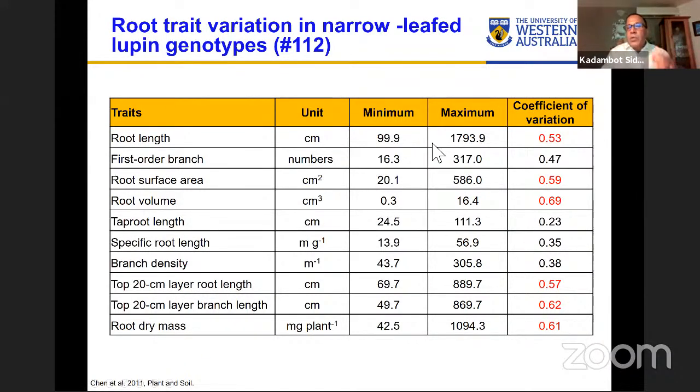The main point I want to show is that with that methodology, we were able to show significant variation available within the germplasm, whether it is the root length from 99 or 100 to 1,793. Let's take dry matter, for example, 42.5 gram per plant to 1,094. So we were able to characterize, phenotype, a large set of lupin genotypes using that technology, which gives us abundant information in order to take it to further studies with soils or in the field.